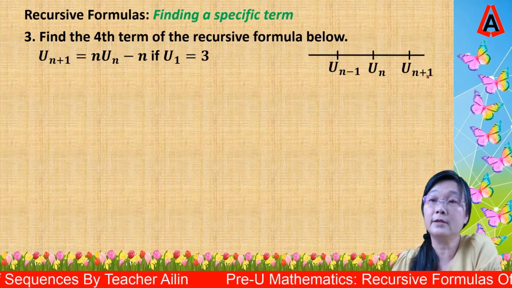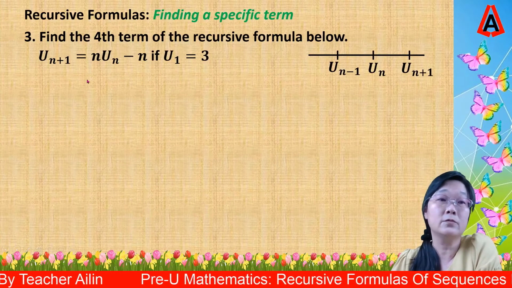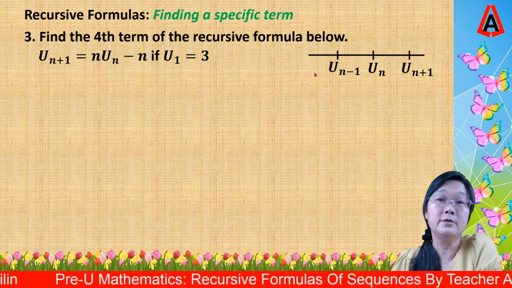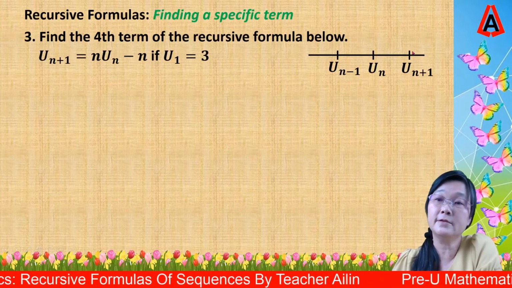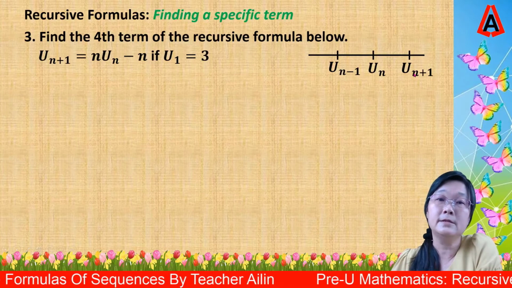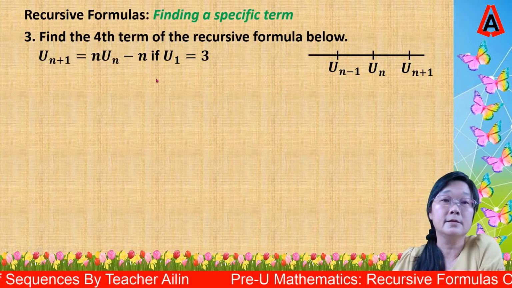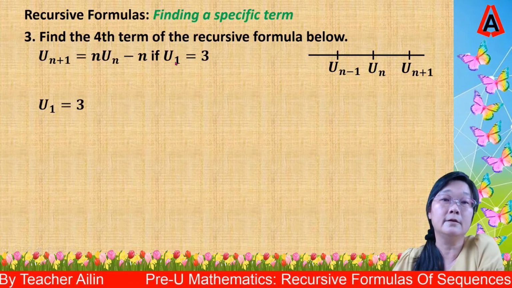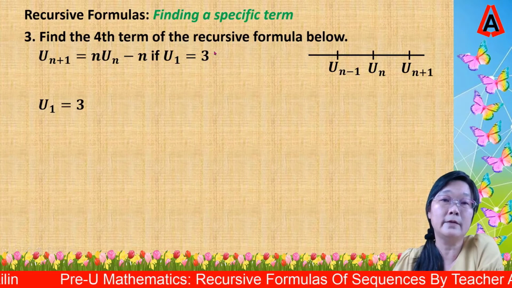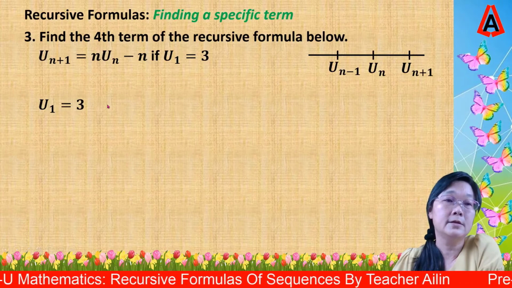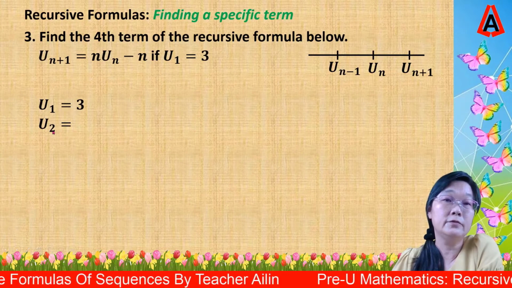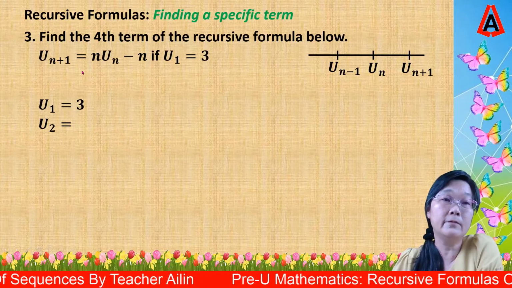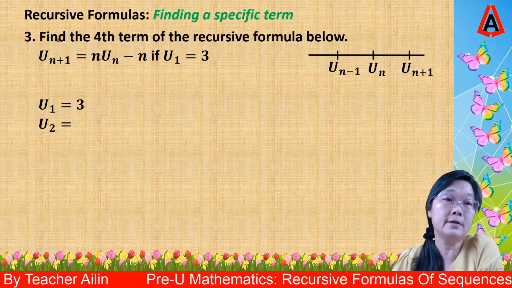So when we look at the number line, u_{n+1}, if we want to calculate u_{n+1}, it depends on u_n, that is the previous term. So this is the recursive formula. We must start from the first term given, that is u1. u1 is 3, then followed by u2. If we want to find u2, we must look at the recursive formula given.